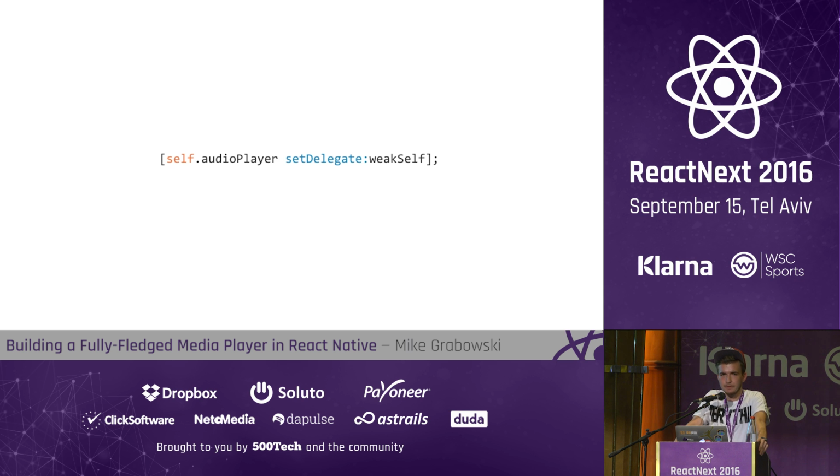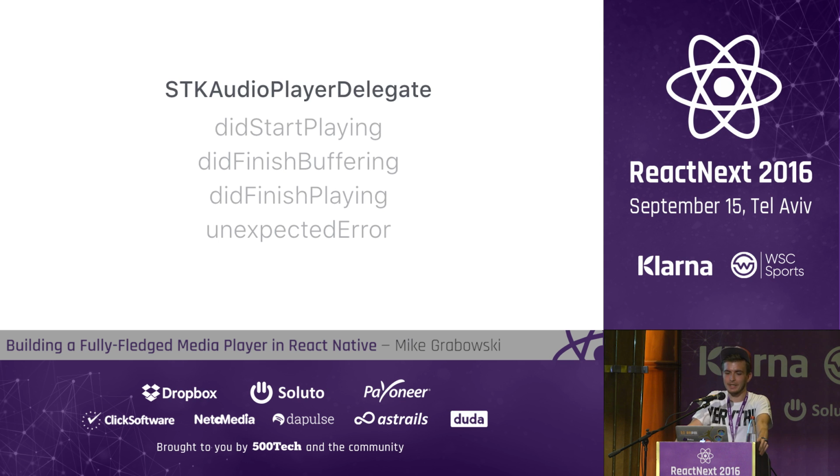And so if you remember from previous slides, there was one line that I skipped. It's about setting a delegate on the audio player. Now in the iOS world, a delegate object is an object that implements a delegate interface. The point of that is that if you register a delegate, several methods on this object will be called as your app runs. And so in order to check what methods, you have to check the delegate interface. And in this case, the audio player delegate has these 4 methods. Did start playing, did finish playing, did finish buffering, and unexpected error.